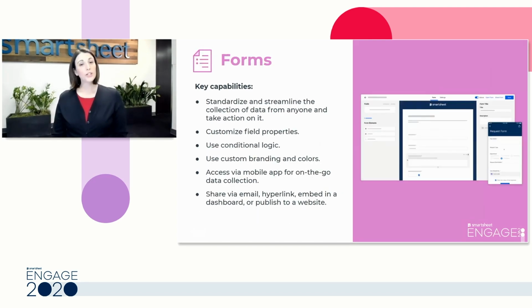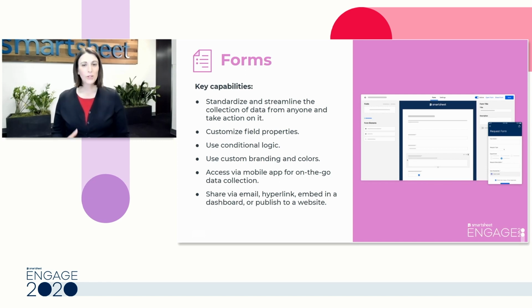The next building block I want to talk about is a form. A form really allows us to standardize and streamline the collection of data from anyone and bring it into our sheet. What's really powerful about forms is that you can send a form to anyone. They don't have to know what Smartsheet is. They don't have to know anything about Smartsheet, but it allows you to collect that information from any number of people. You can send a form to thousands of people and bring that information in. So anything where I need people to give me information, a form is a great way to do that.